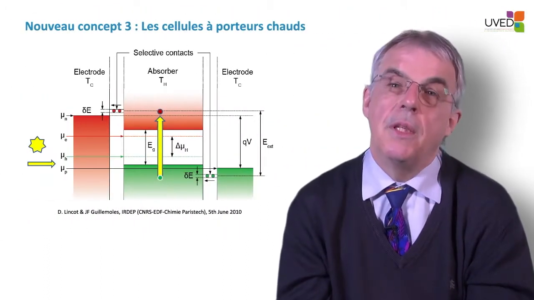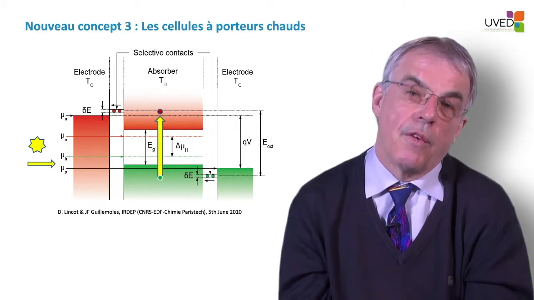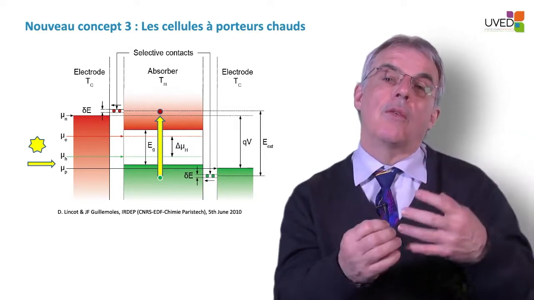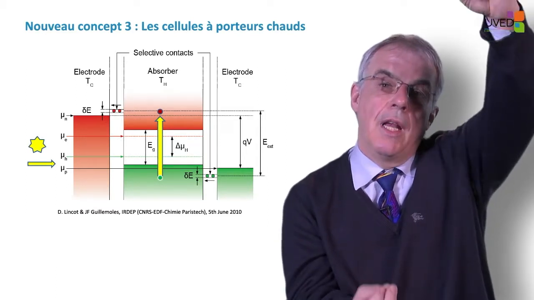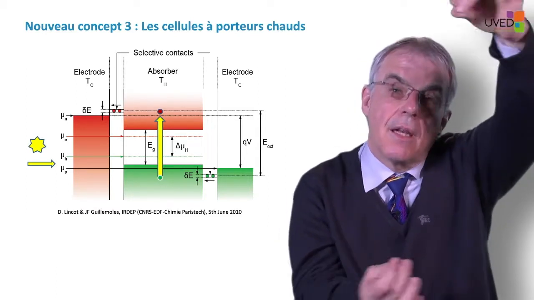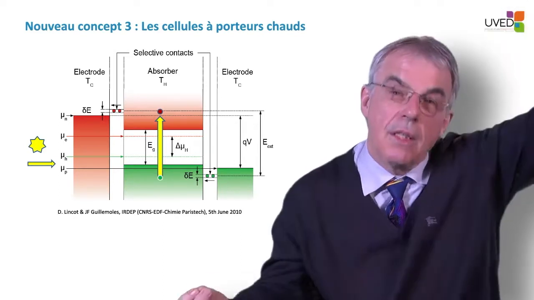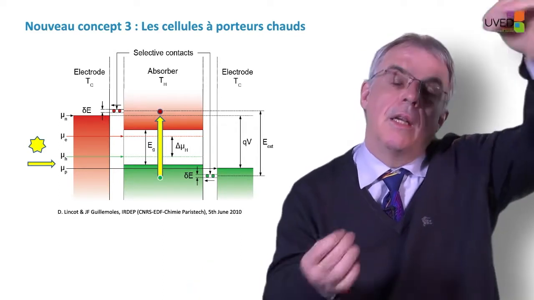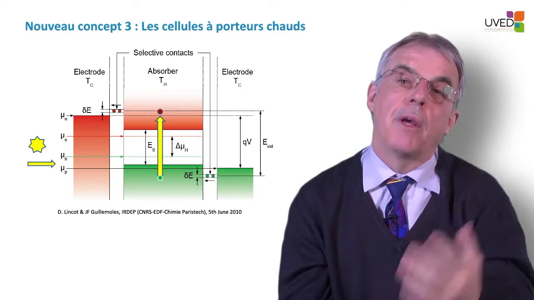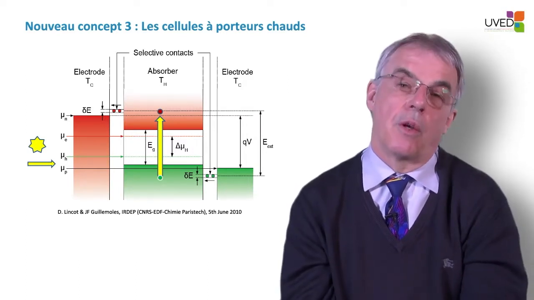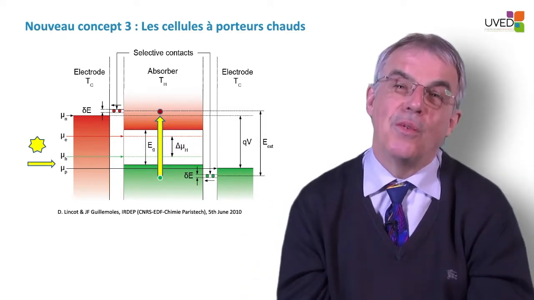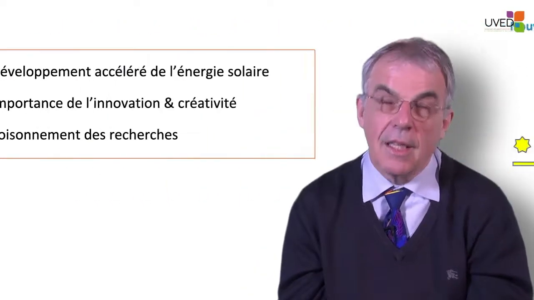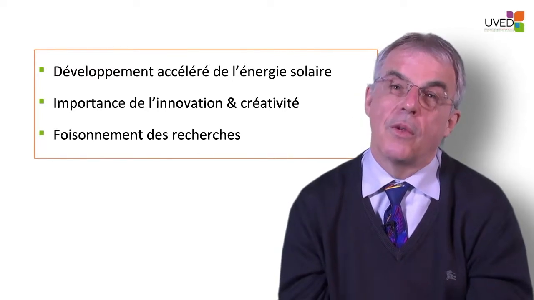Finally, the last concept I wanted to show you is the hot carrier solar cell concept. Electrons and holes, which initially are absorbed with the same energy as the photon, before they thermalize, we try to extract them into the external circuit, and this concept also should provide yields in excess of 50%. However, these two last concepts are still being studied in the laboratories.